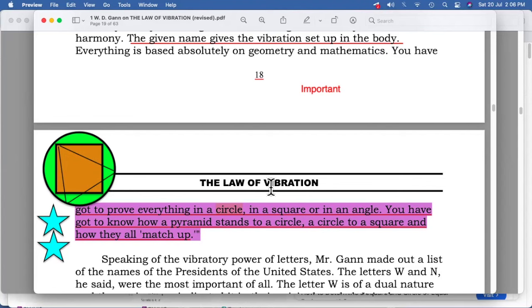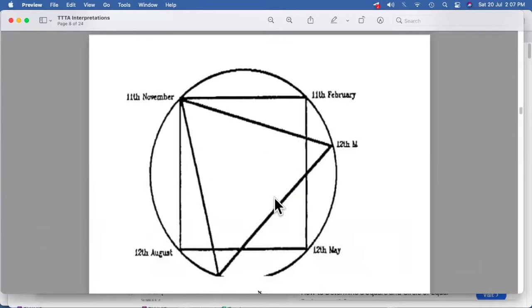In a square, you have got to know how a pyramid stands in a circle to a square, and how they all match up. So, knowing how a circle fits into a square has different methodologies. We'll try to study that. One of the methodologies is where we fit a square inside the circle, and we know that the area of this circle is going to be pi r square. This is one of the methods.